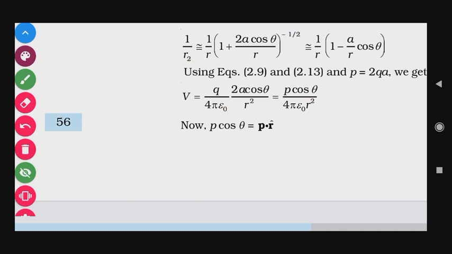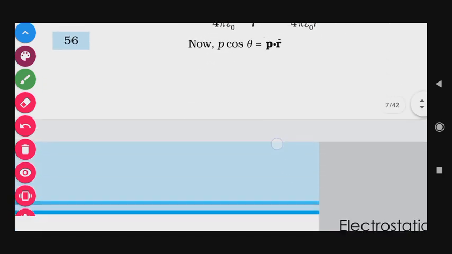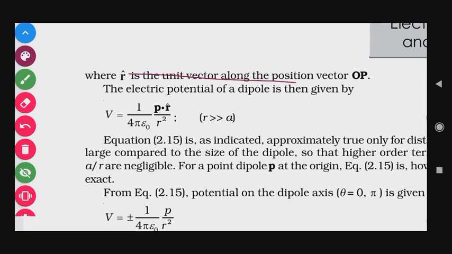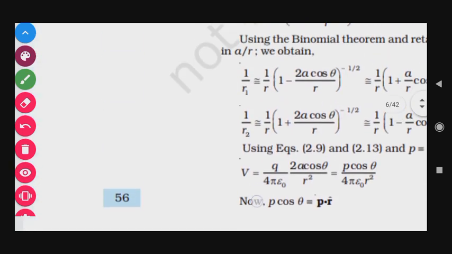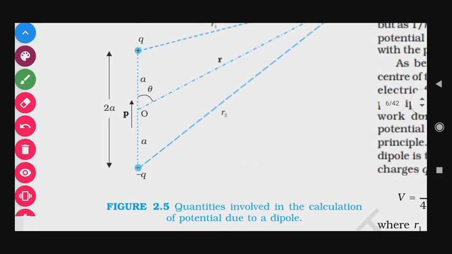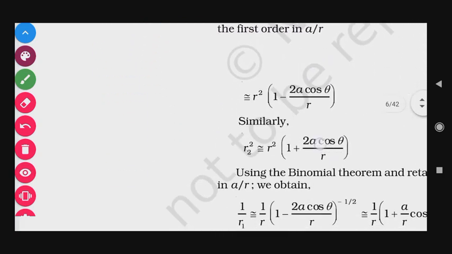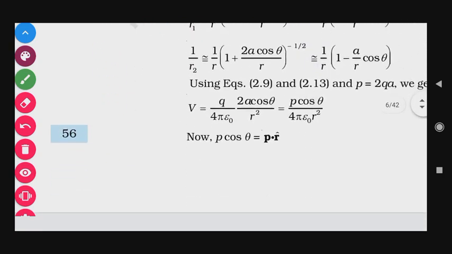Okay, I can write this like this. In vector form, I can write it like this, where R is the position vector from OP outward. The position vector is outward for a positive charge. So the unit vector is the direction of this. Sorry, I said that I am writing this in vector form.